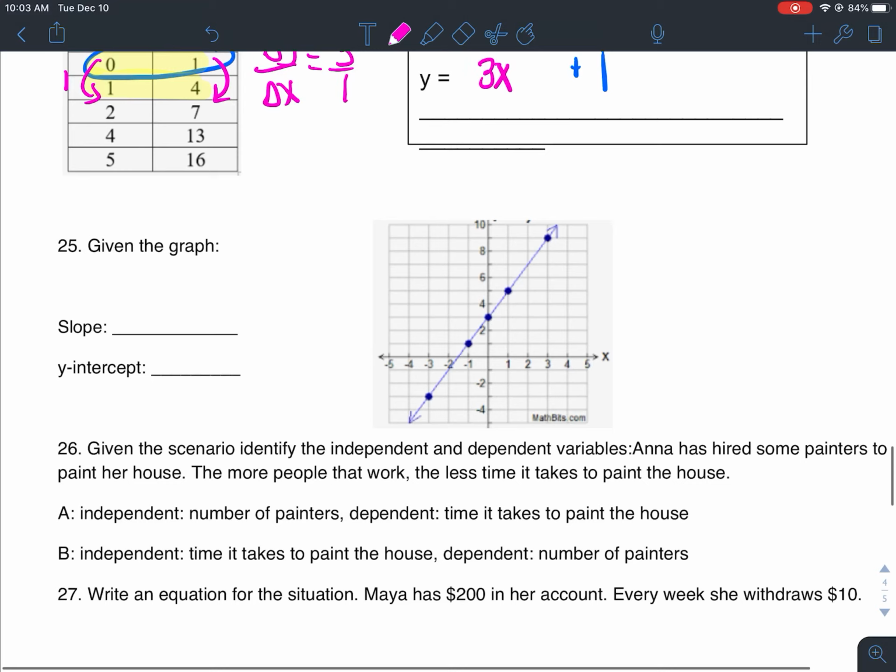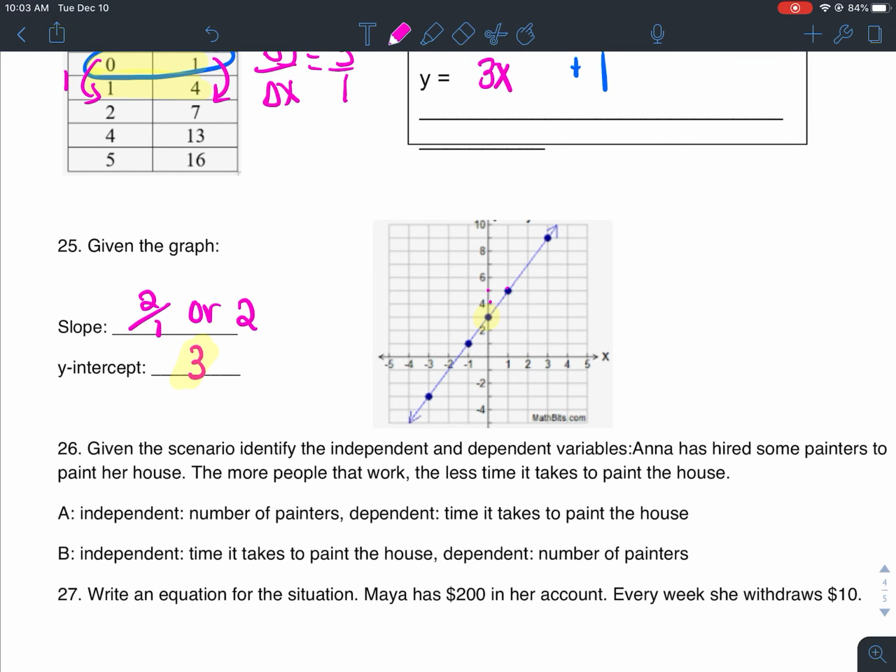All right, given the graph, what's the slope, what's the y-intercept? My slope looks like I'm going up 1, 2 over 1. And your y-intercept is 3. We'll just highlight that just so you can see it.